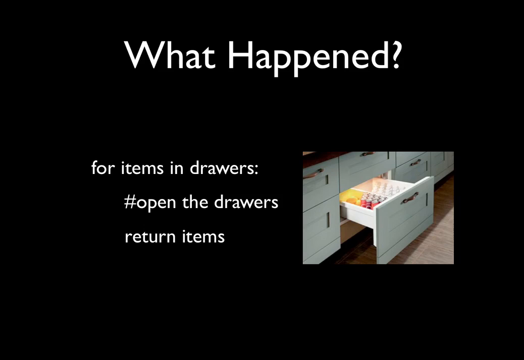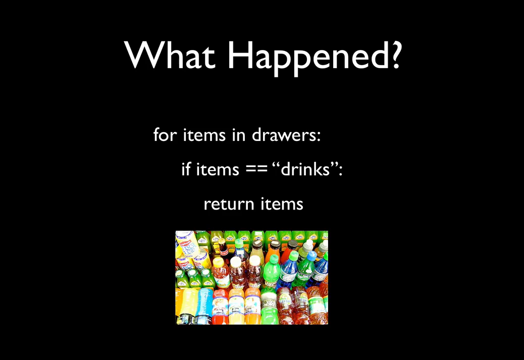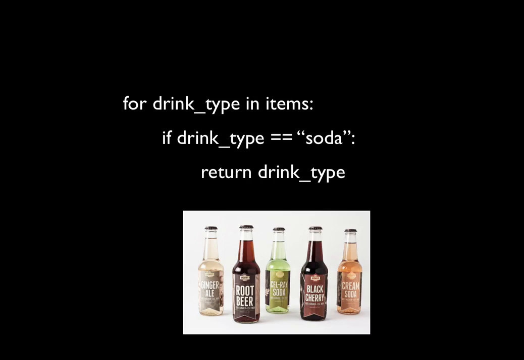So what happened in this instance when it relates to code? Basically what we did is for all the items in the drawers, essentially opening the drawers, let's return the items. Except we don't want every item in every drawer. We want one specific type of item, which is drinks. So if any of those items are drinks, then we'll return the items. If they're not drinks, we won't return them.